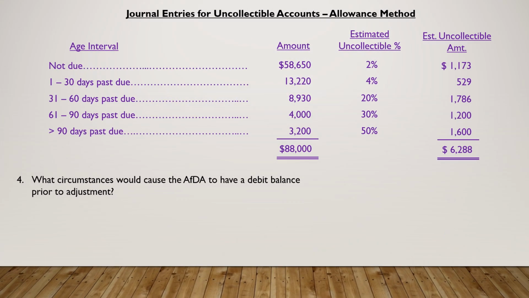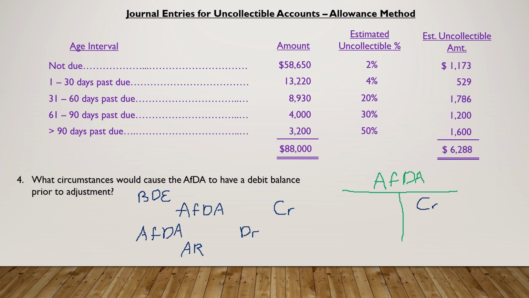The workbook also asks under what circumstances would AFDA have a debit balance prior to adjustment. AFDA is credited for estimates of uncollectible accounts and debited for the actual write-offs. To find ourselves with a debit balance, we would have written off more than we estimated during the year.